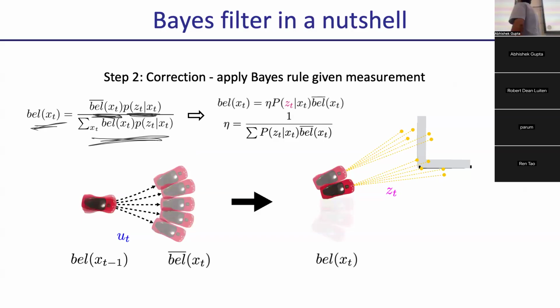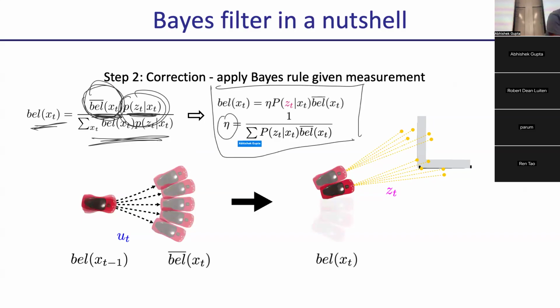You can think of it as: this is what my belief was before I took a measurement. I'm going to weight that belief by the likelihood that I got the measurement that I got given that state, and then I'm going to normalize that over all the states. This is a simpler way of thinking about it. Just think of this eta as a normalizing constant, something that makes it a proper probability distribution.